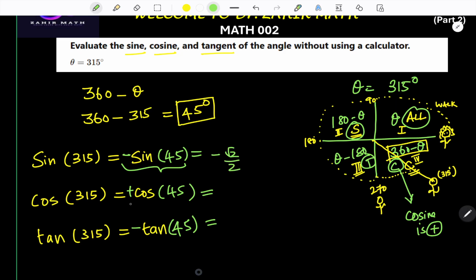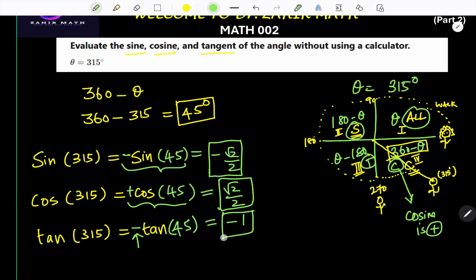Now next you have to type plus cosine 45. So plus cosine 45, you will get the answer root 2 divided by 2. Then you press minus, keep in your mind, press minus, and then you put tan 45. The answer is minus 1, right? So we got sine 315 degrees this one, and cosine is this one, then tan is this one.